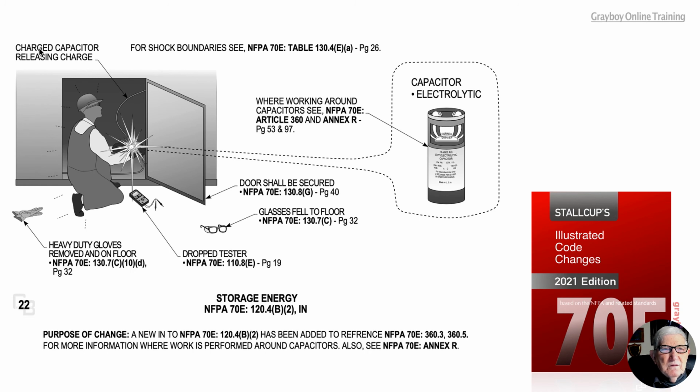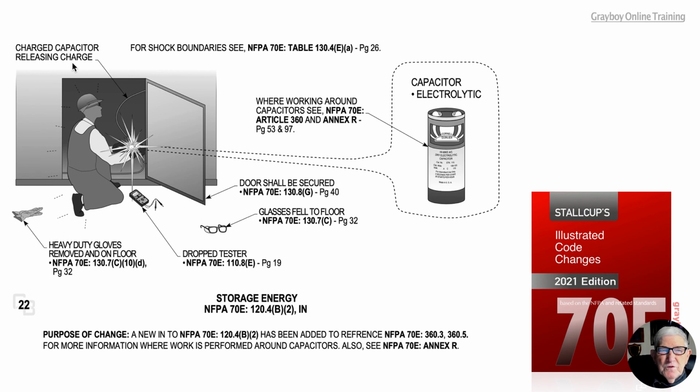The heavy-duty gloves, now, he really made a big mistake removing those because that's not permissible. Now, we know 130.7(C)(10)(d) on page 32 talks about these heavy-duty leather gloves. But this charged capacitor released the charge on him. Now, he had this responsibility here of seeing if a capacitor was charged through windings of a motor or other means to discharge its charge, or did they do it manually?